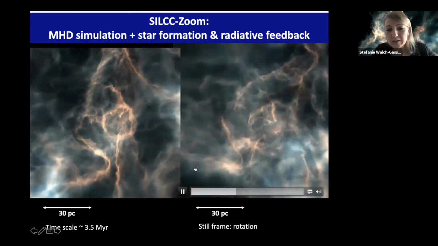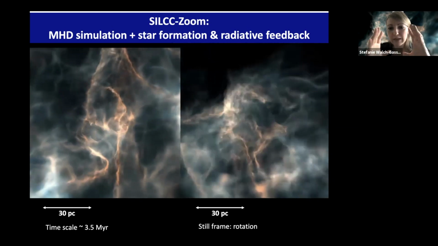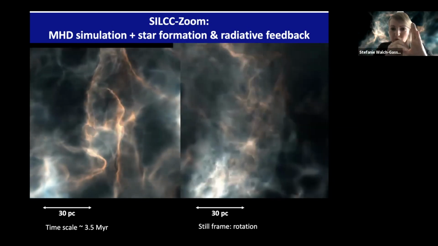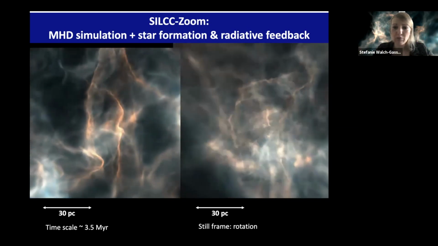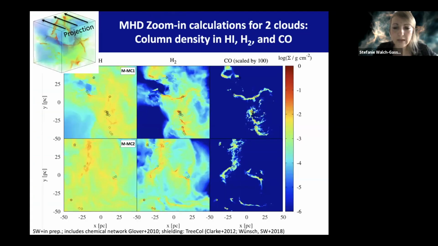We are doing this not by cutting off the large-scale environment, but we keep the large-scale environment and just allow the adaptive mesh refinement to zoom in. So if there are inflows from the larger scale or shock waves running through or whatnot, then we still consider these. Now I show you a few projections of the 3D simulations, here for example for two molecular clouds.